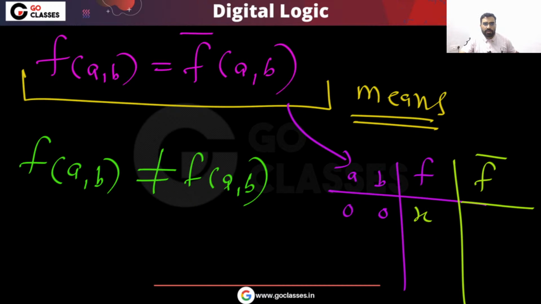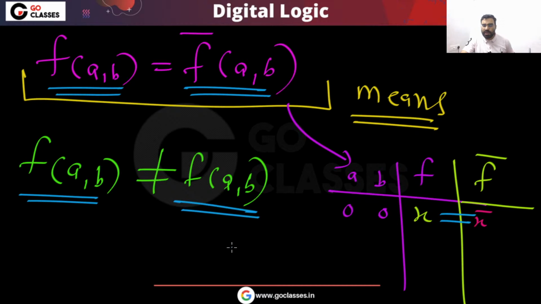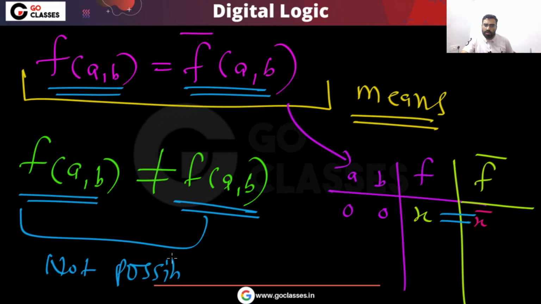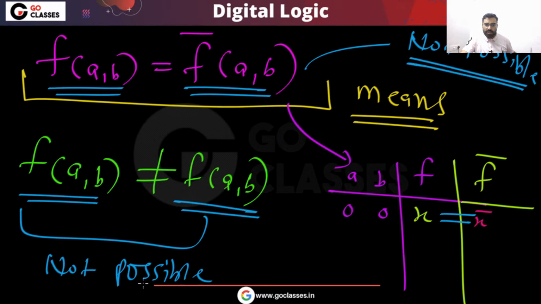Okay, so you know that x bar. What this question is saying is that f(a,b) is the same as f complement of (a bar, b bar). That means these two should be the same, or I can say f(a,b) is different from f(a,b bar). And this is not possible. Similarly, this is not possible. Are you getting the point? Tell me, did you understand this?